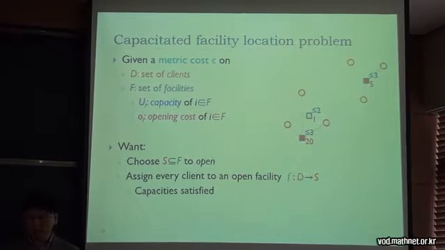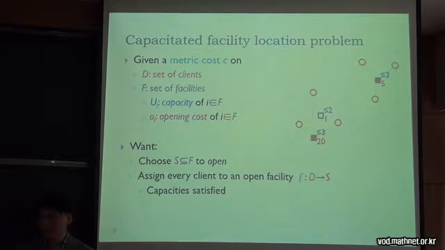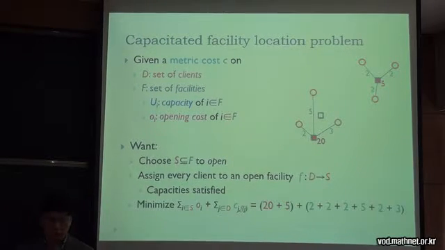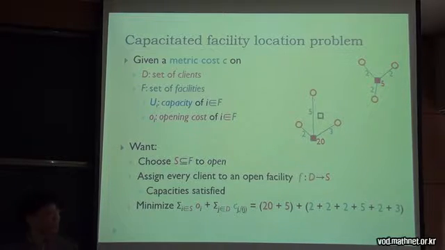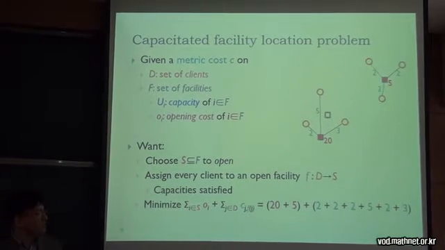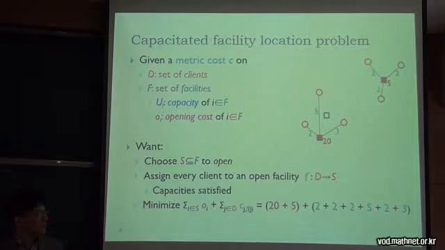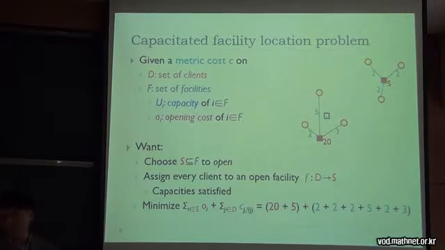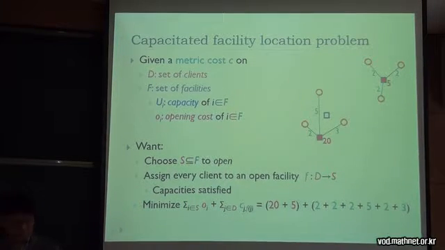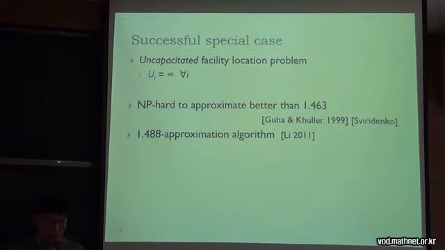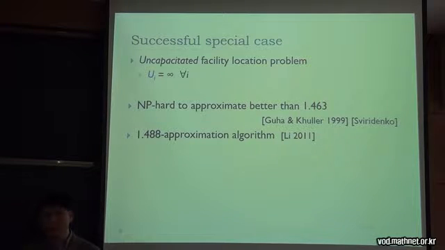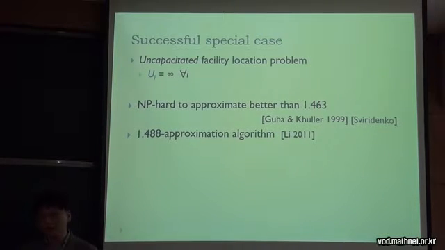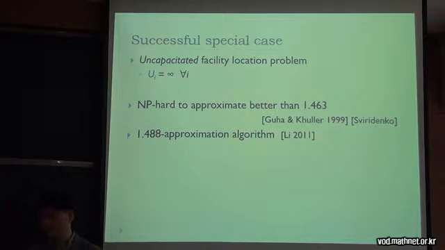And among these feasible solutions, we want to find the solution that minimizes the solution cost, which is defined as the sum of the opening cost of the facilities that we chose to open and the connection cost from every client to its assigned facility. The uncapacitated facility location problem is a special case of this problem, where you assume that once you open any facility, then it can serve unbounded number of clients.